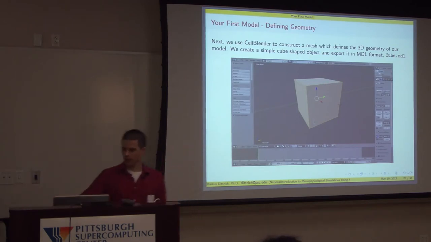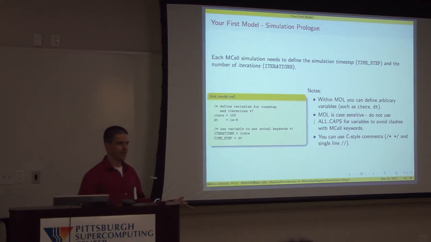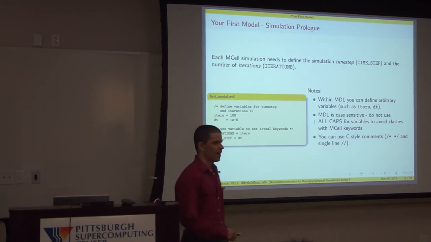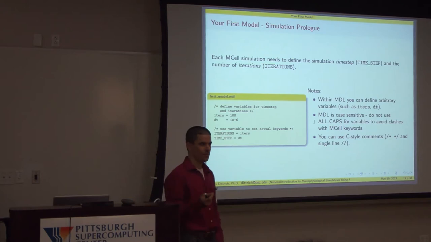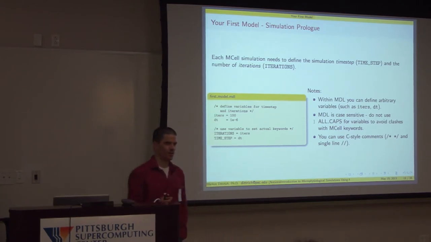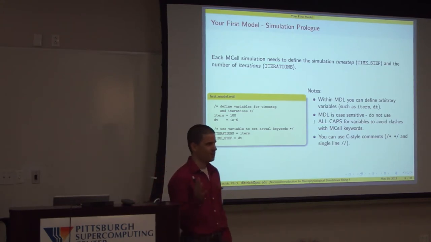Okay, so this was basically the reaction simulation prologue. We defined the number of iterations and the time step. For the time step, some people ask, what should I set my time step to? And that really depends on your simulation. It depends on the kinetics your reactions may have. So if you have fast reaction kinetics in your system, your time step needs to be shorter, and we'll come to why that is in more detail tomorrow.